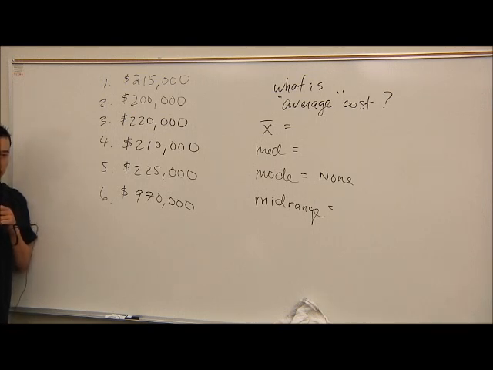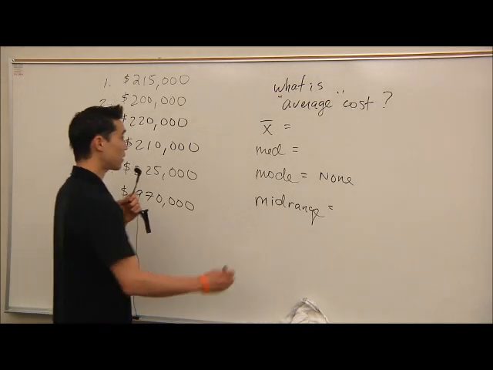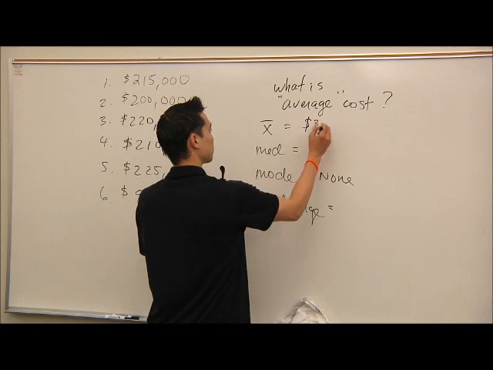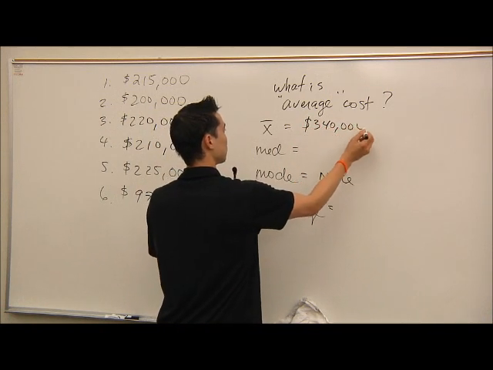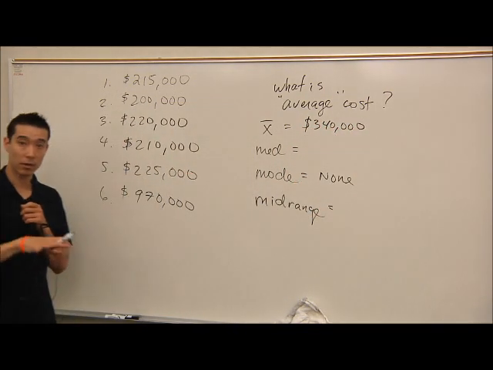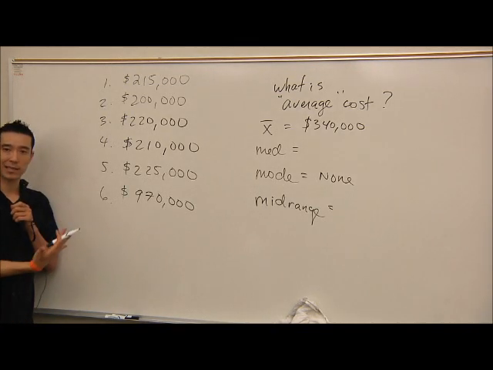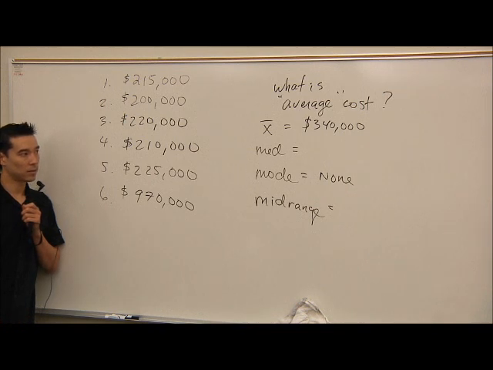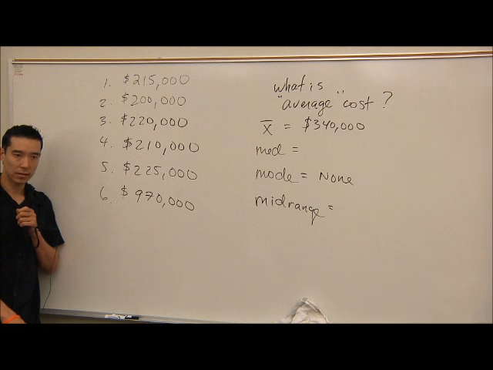What did you guys get for the mean? 340,000. Okay, and again, to get the mean, you add up all of the home prices and divide by six, because there were six homes. Okay, good. Let's move on to the median. Put the homes in order from least to greatest. I gave you an even amount of homes, so you're gonna have to take the two middle homes and find the average of the two middle homes.